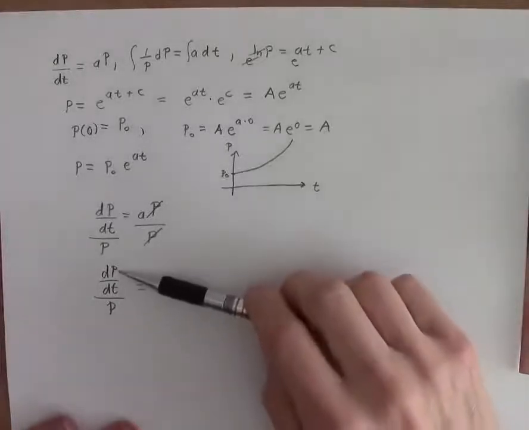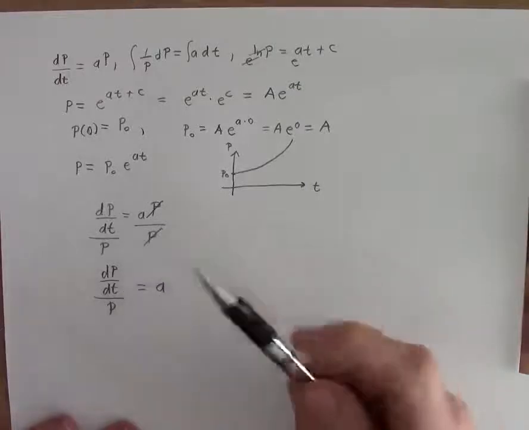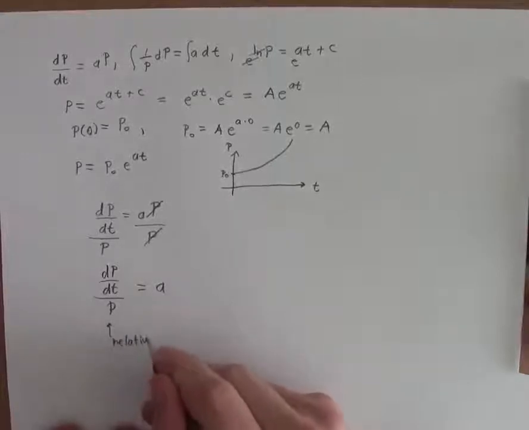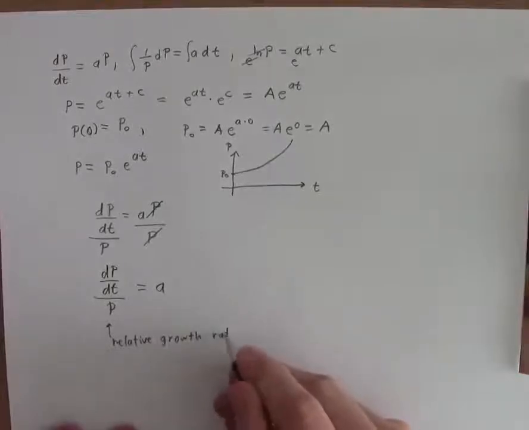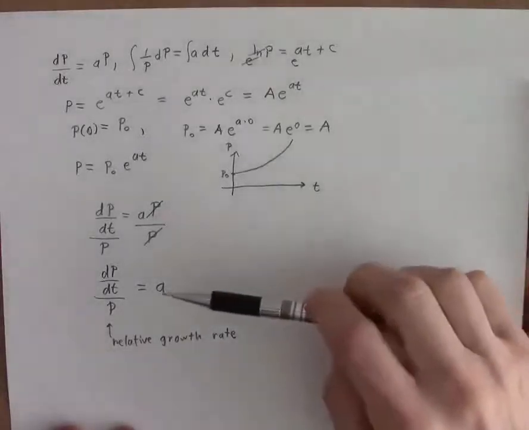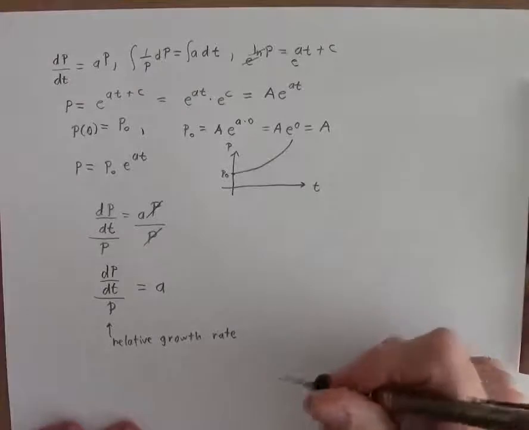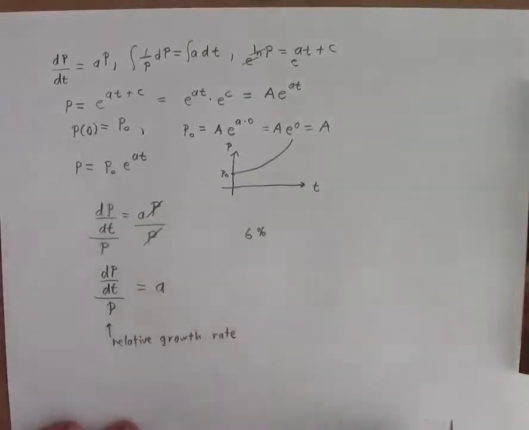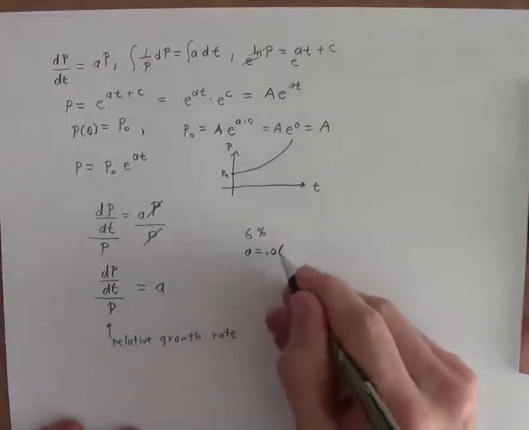If we take the rate of growth in the population divided by the population, we can call that the relative growth rate. And so if we're dividing by the original population, sometimes we'll express that as a percentage. So maybe the relative growth rate is, let's say, 6%. That means that population is always growing at a rate of 6%. And then that would, of course, mean that a is equal to 0.06.